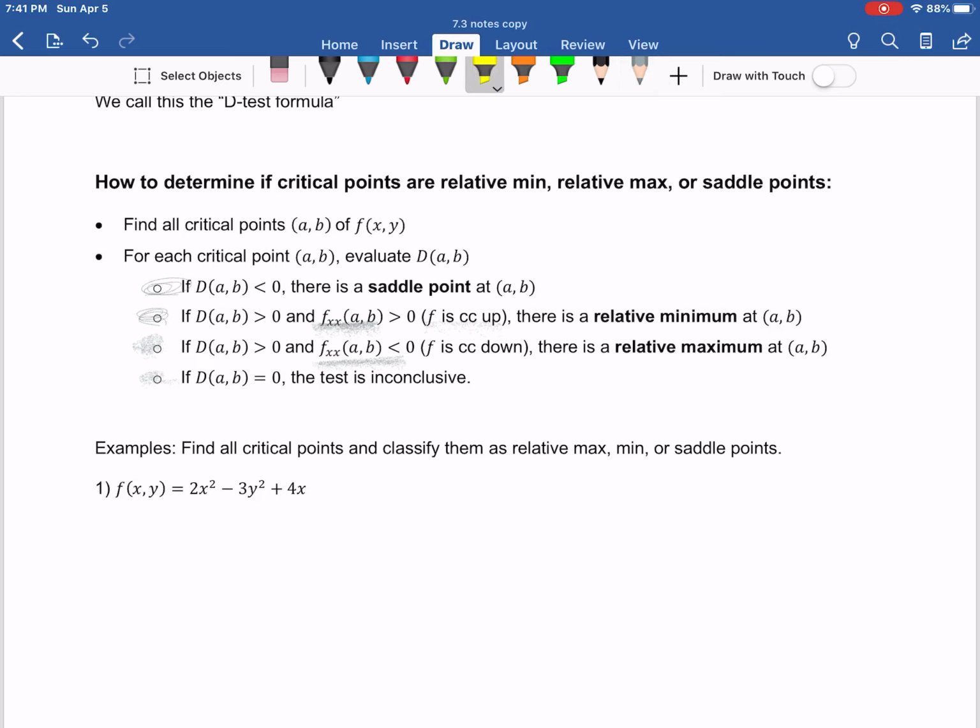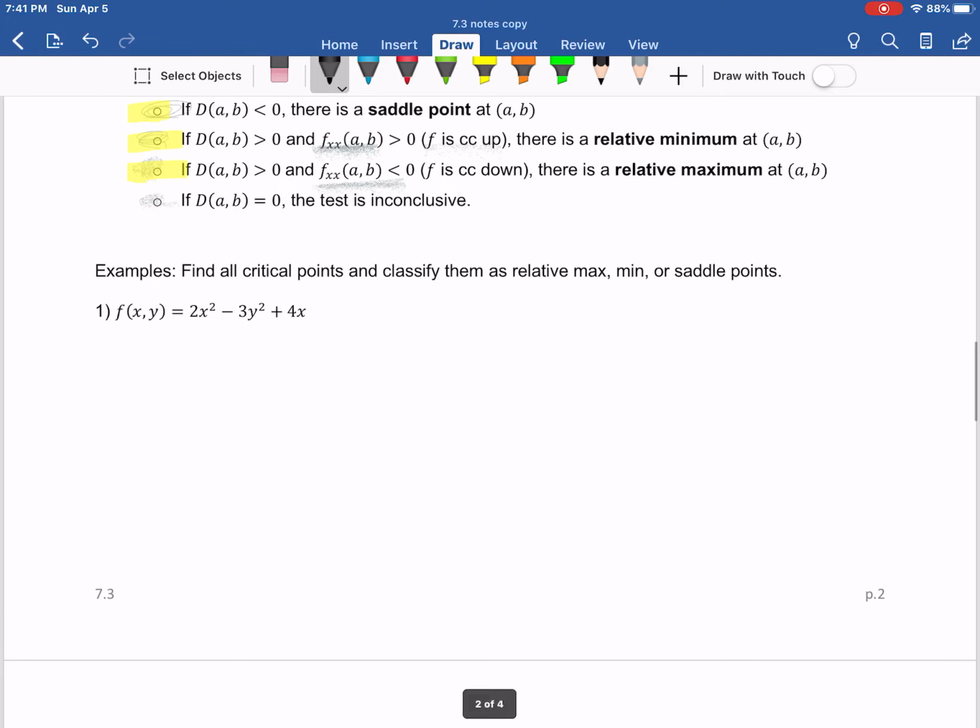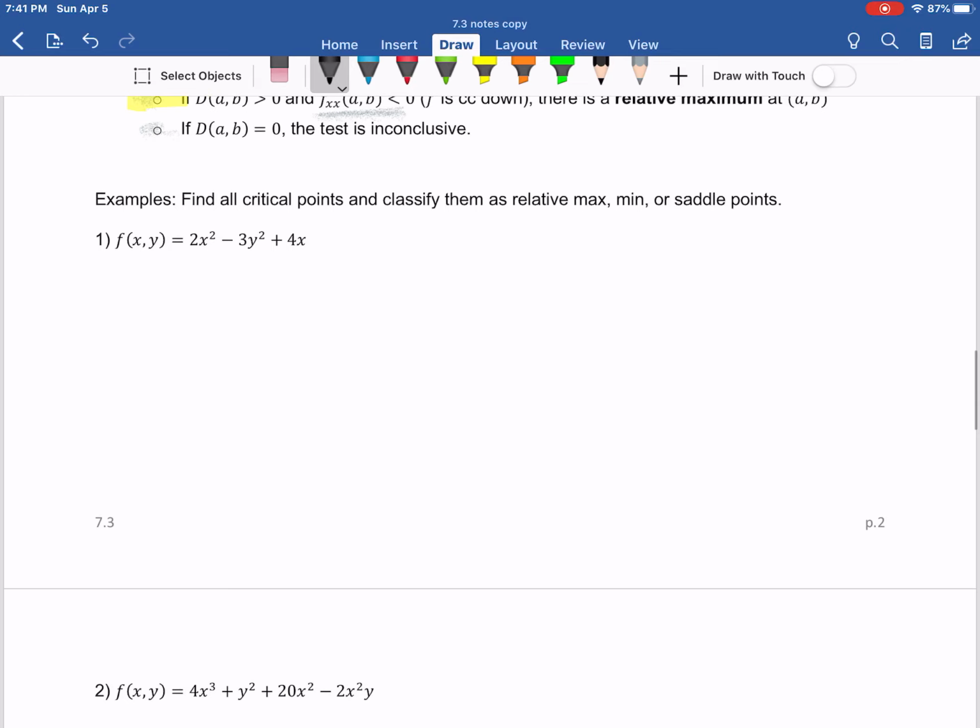The 3 points that I would include on your note card are those first 3. We're not going to have to worry about the last one in our class. All right, let's see how this works. We have an example, a function given in terms of x and y, so it's three-dimensional space. We are going to find the critical points and then determine if they are relative max, min, or saddle points.